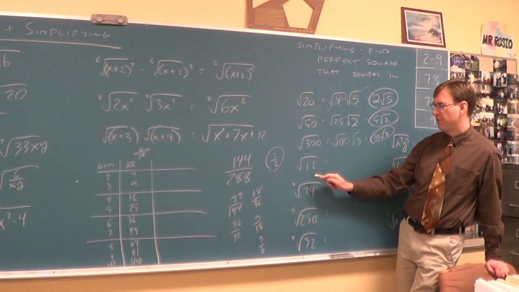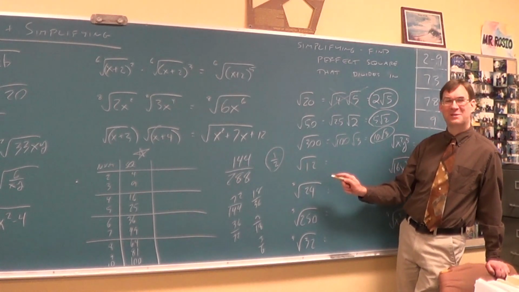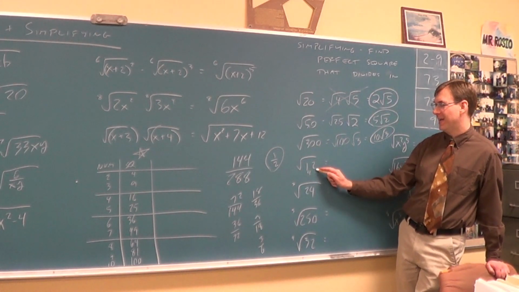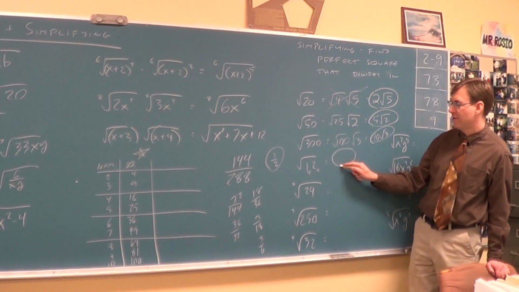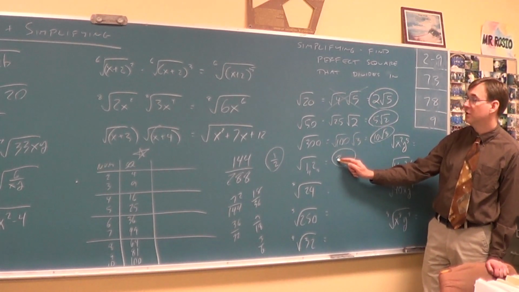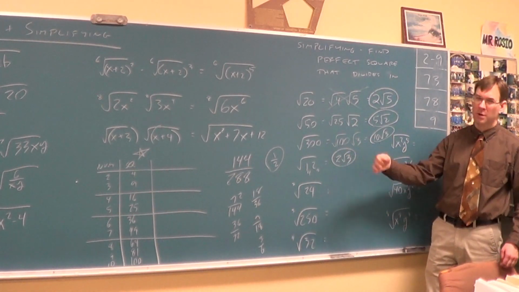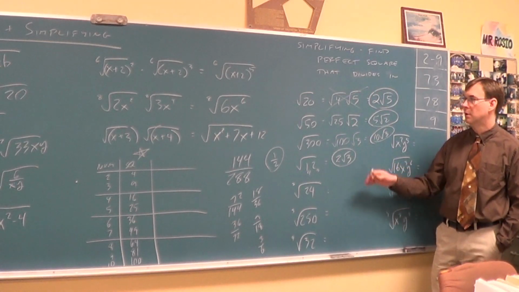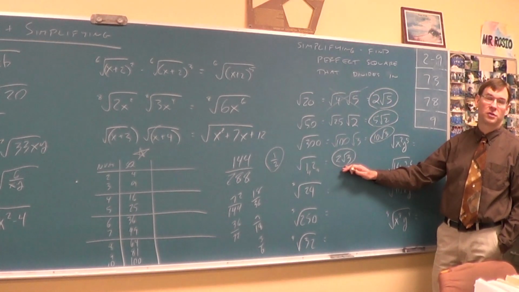So who can help us with the square root of 48? Or half of it? 4. Who can help us with 12? 4. 4 goes in 3 times, so the answer is 2 root 3. Make sure you root the one number and leave the other one out. Any question about that for square roots?